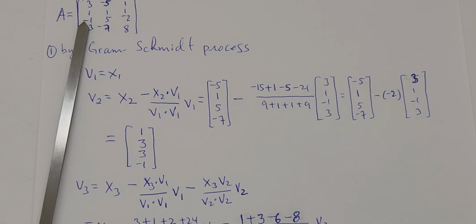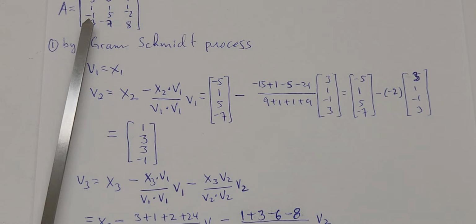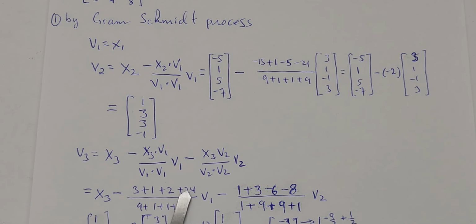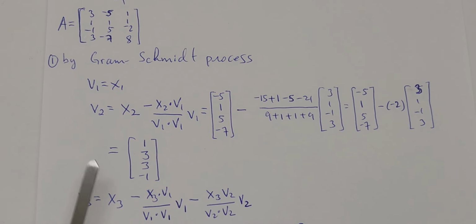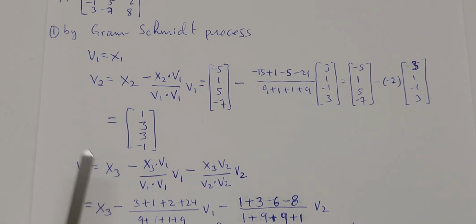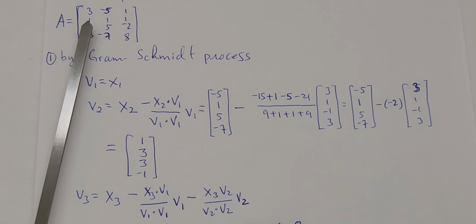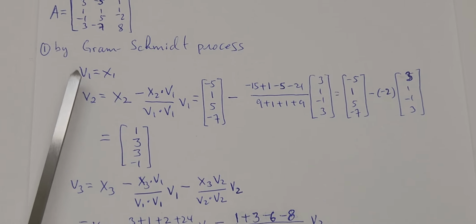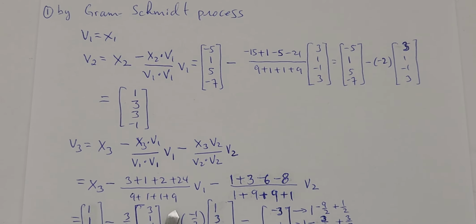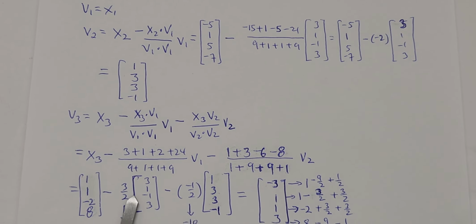Negative 2 times negative 1 gives me this positive 2. 8 times 3 gives me this 24. And in the bottom, column 1 times column 1. So 3 times 3 is 9, which is here. And then 1 times 1, which is this 1. And then negative 1 times negative 1, which is this positive 1. And then 3 times 3 gives me this 9. And then V1 is the column 1.